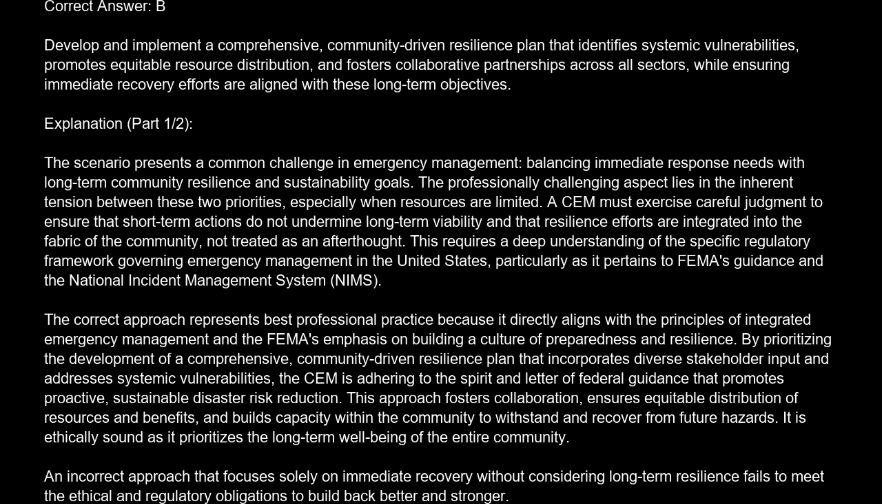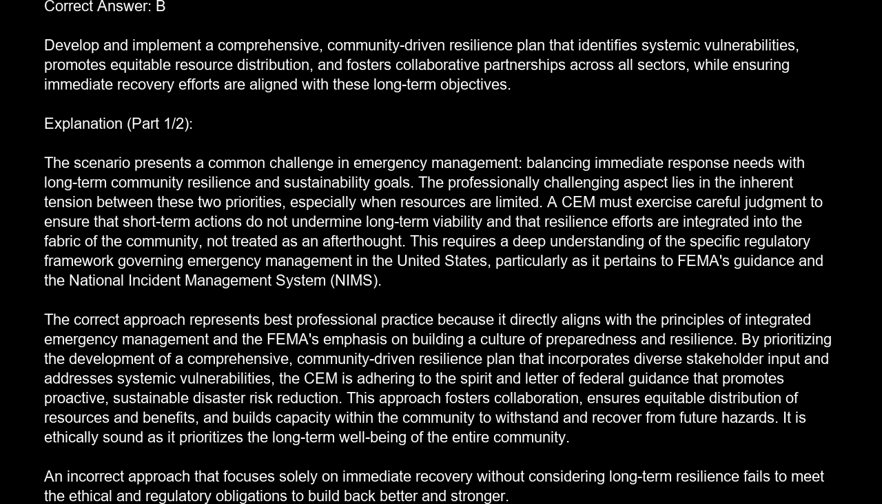Explanation: The scenario presents a common challenge in emergency management, balancing immediate response needs with long-term community resilience and sustainability goals. The professionally challenging aspect lies in the inherent tension between these two priorities, especially when resources are limited. A CEM must exercise careful judgment to ensure that short-term actions do not undermine long-term viability, and that resilience efforts are integrated into the fabric of the community, not treated as an afterthought.